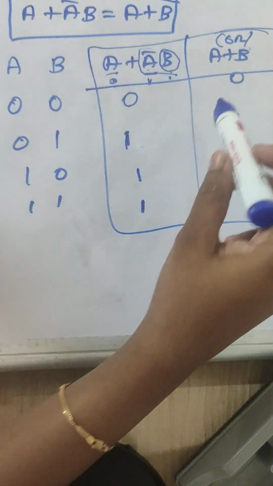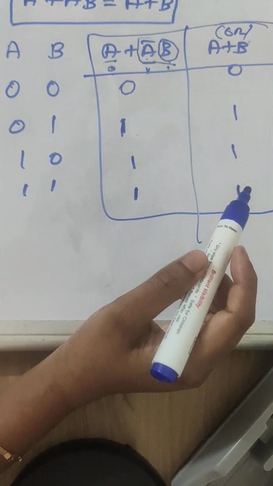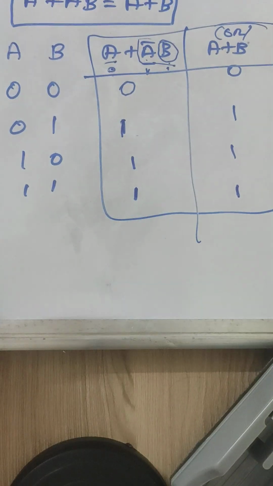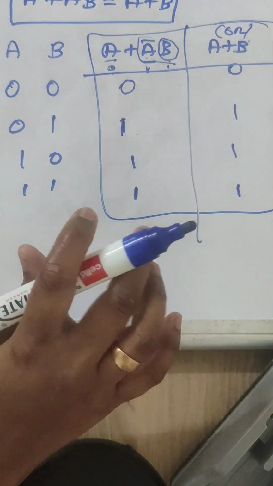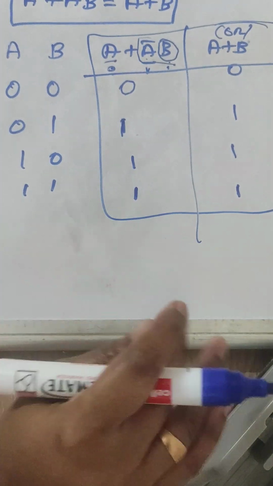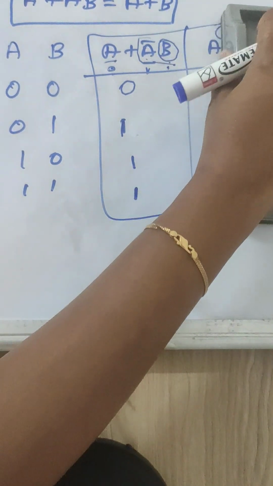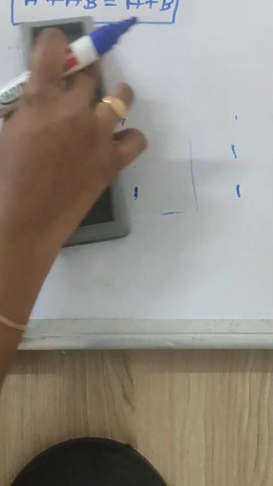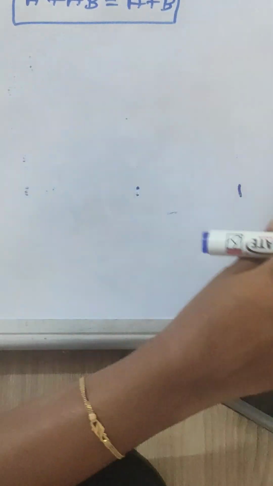So from the truth table we can come to know these both are equal. Now this is what they told already, this has been proven. So how do we prove this one? Just by looking at this equation itself, we can tell.